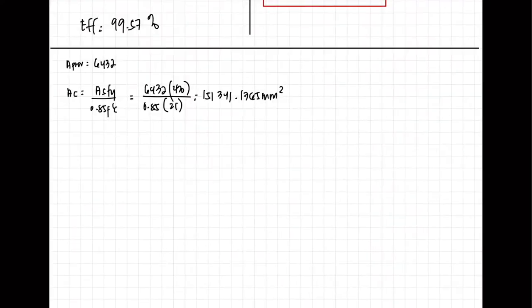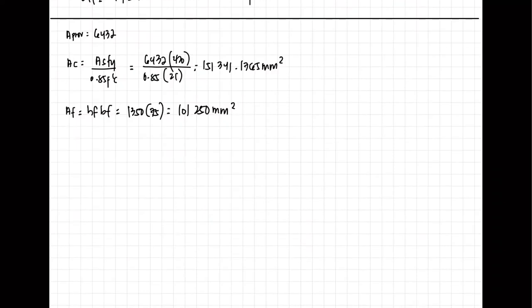Next is yung area ng flange. Area ng flange is just HF times BF. So that is 1350 times 75, so 101,250 mm squared. So less than kay AC, through T-beam. Okay?